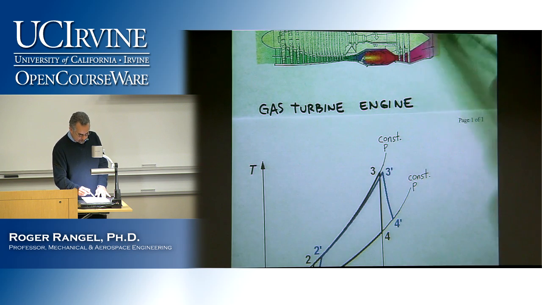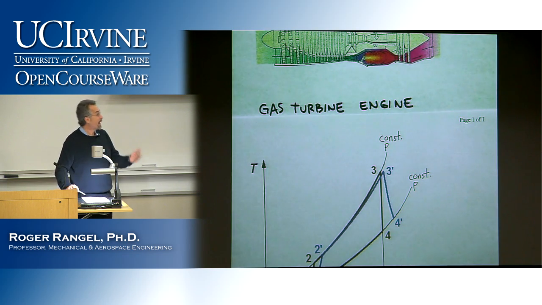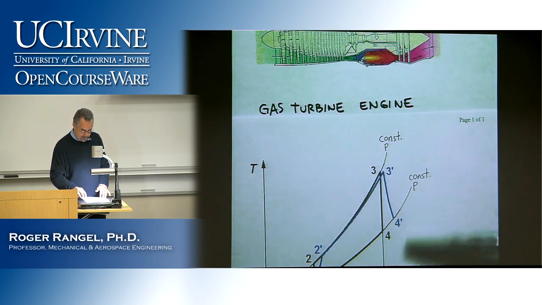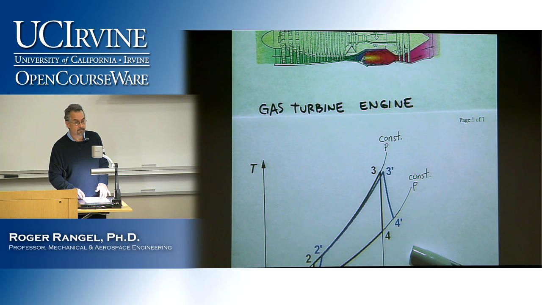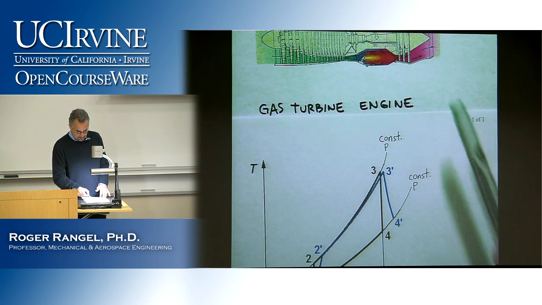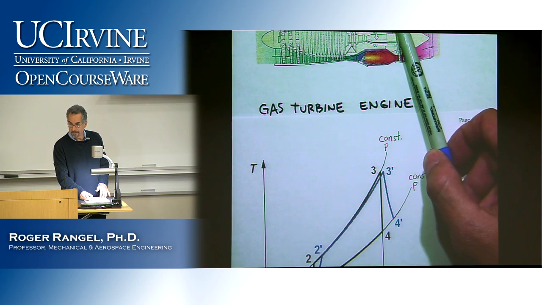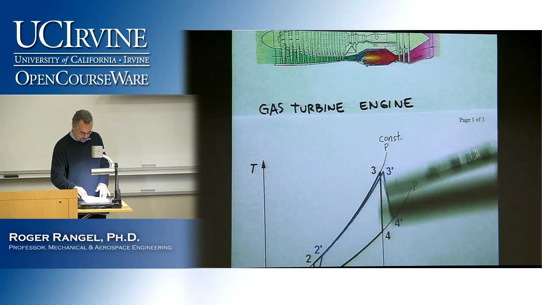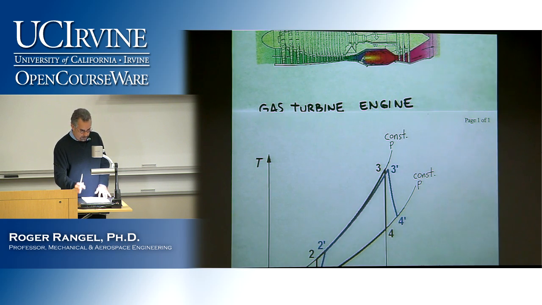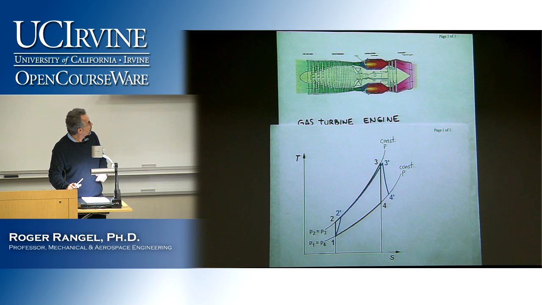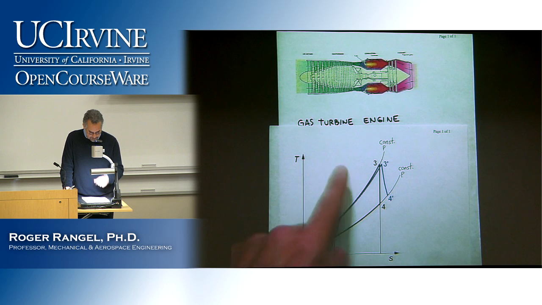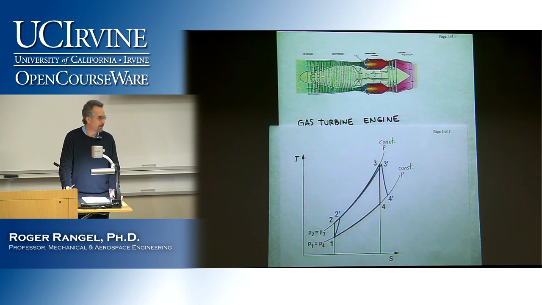And then finally, from 3 to 4, we're going through an expansion. We're going now from the high pressure to the low pressure. That would be the process through which part of the engine? Through the turbine, right? So as we go through the turbine, we drop in pressure from 3 to 4 in the ideal scenario, or from 3 prime to 4 prime in the real one.